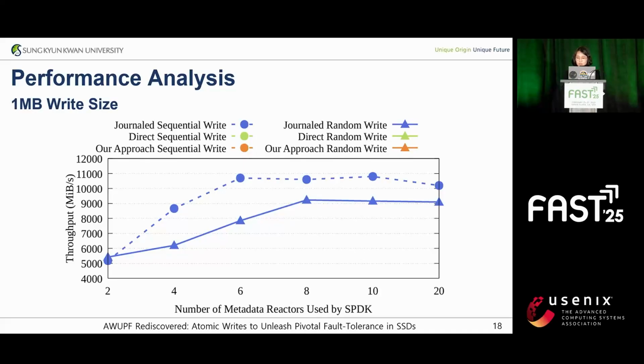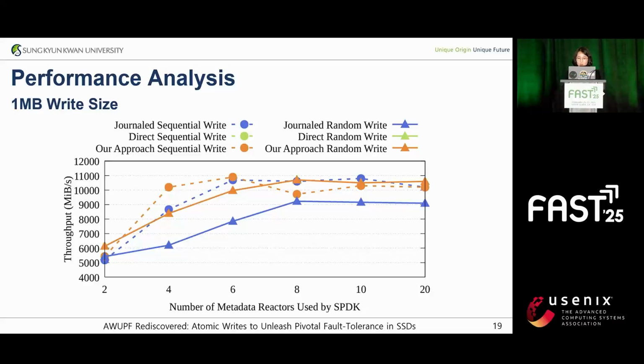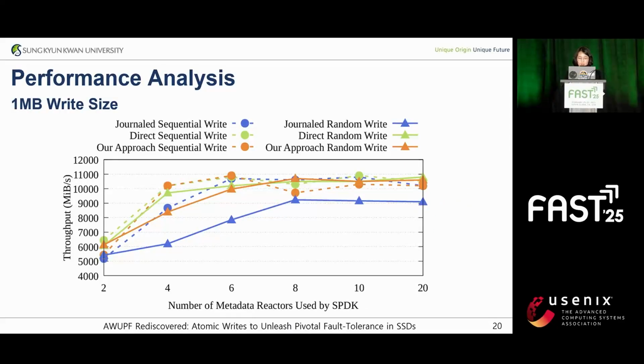Since Journal behaves more like sequential write, its performance in random write workloads is similar to sequential write performance. However, our approach still outperforms Journal by an average of 20%. Additionally, all three methods show saturated performance starting from 6 metadata reactors. At this point, increasing the number of metadata reactors no longer improves performance, as the system becomes bottlenecked by contention in metadata access.